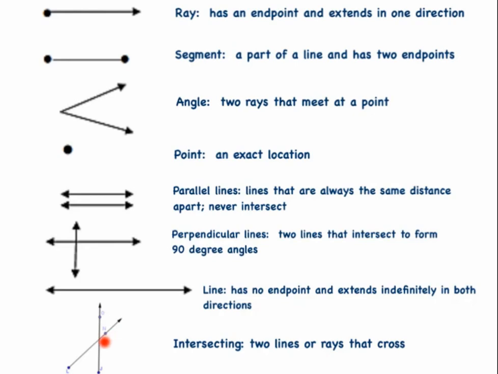And the word intersecting means two lines or two rays that cross. Sometimes they form 90-degree angles, but they do not have to. Perpendicular lines form 90-degree angles.